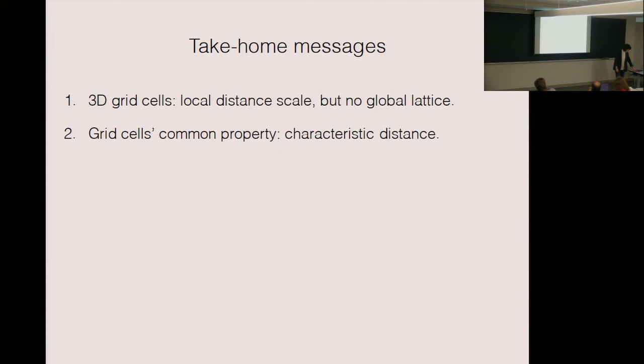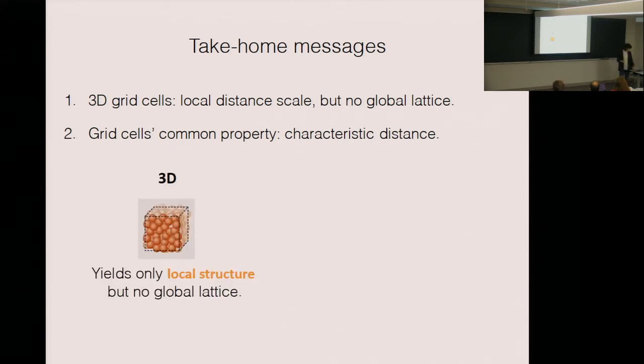All right. So what should be the take-home messages? The first one is that we see 3D grid cells, and they have multiple fields, and they have this local distance scale that we see between the fields. However, they do not have the global lattice, the global arrangement. And also, we find that what's conserved in both 2D and 3D is this characteristic distance rather than the hexagonality.